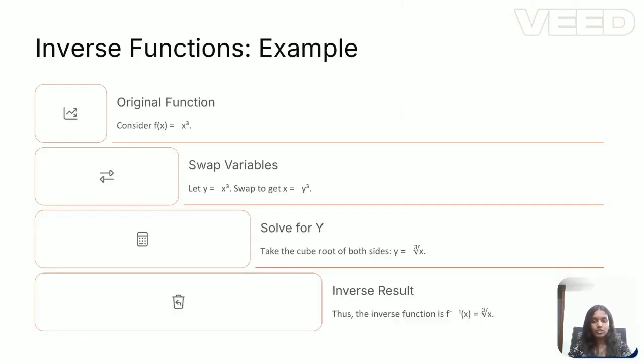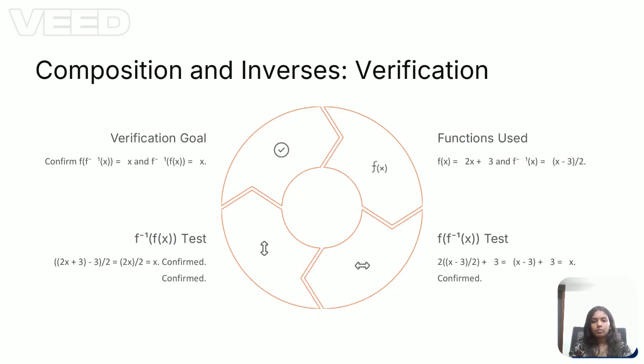For example, consider the original function f(x) is x cubed. When we swap variables, let y is equal to x cubed, we swap to get x is equal to y cubed. Now we solve for y. We take the cube root of both sides, so y becomes the cube root of x. Thus the inverse function is f inverse of x is equal to the cube root of x.